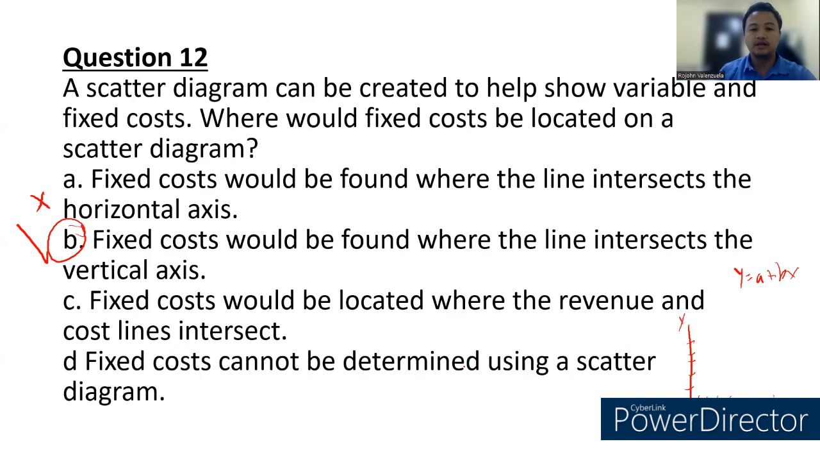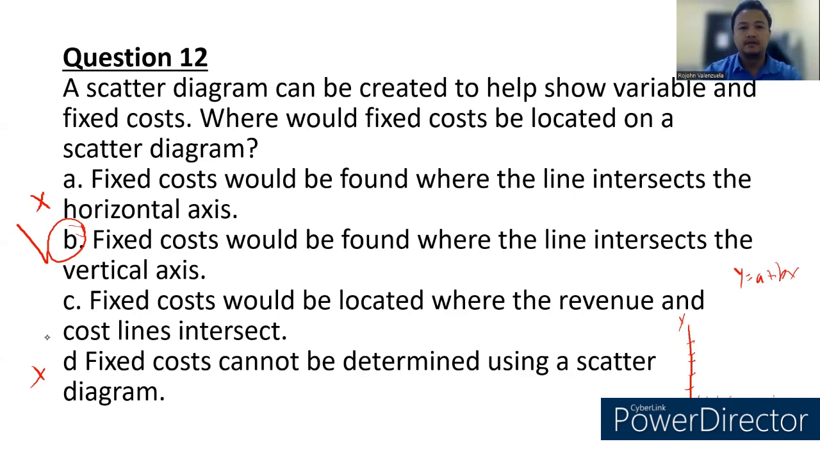Fixed cost would be located where the revenue and cost lines intersect. So that's break even. Pag nag-intersect ng cost at saka revenue, equal na sila ibig sabihin. Yan. So fixed cost can be determined using scatter diagram. So mali to. Kasi nga, scatter diagram is one way of splitting mixed cost. Okay? So mali yung letter. Correct answer is letter B.